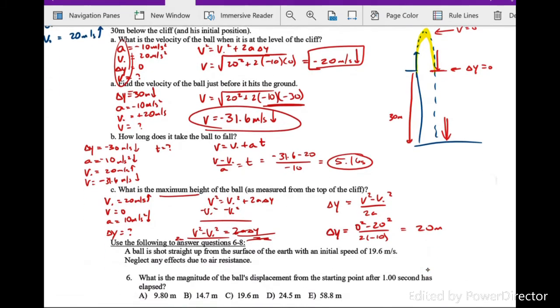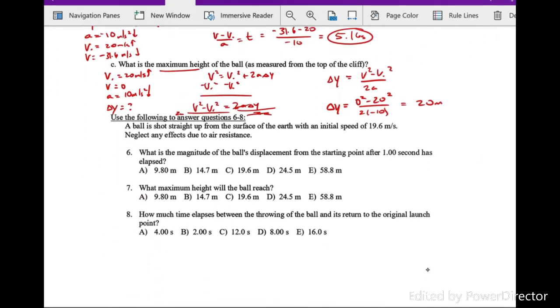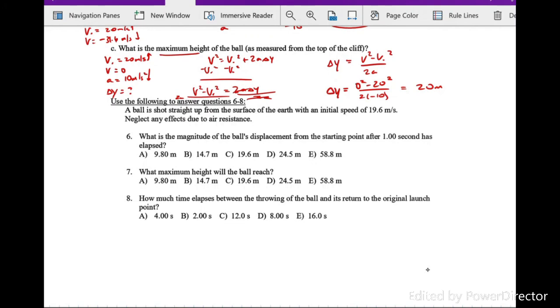That question. Next, we're going to shoot a ball straight up from the Earth with an initial speed of 19.6 meters per second. So we want to know its displacement after 1 second. We'll do all that over here. So, shot straight up, the initial speed is 19.6. So, the acceleration is 10 meters per second squared down. The initial velocity, 19.6 meters per second up. So, we're going to make the acceleration negative. And for this problem, my time is 1 second. I want my delta x.